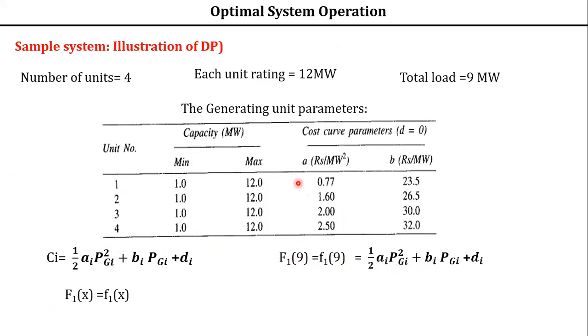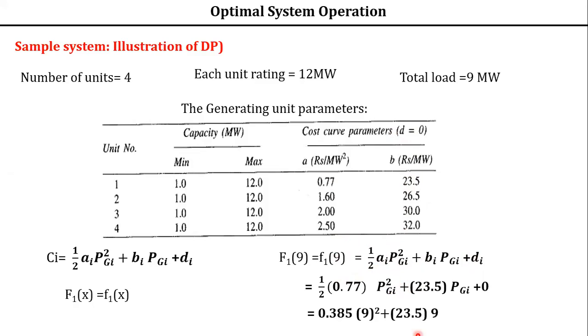For unit 1, what are the coefficients? The cost curve parameters A and B are given, and D is zero. So substitute them. And PG is nothing but the generation, 9 megawatt, so you replace it. You substitute the Ai, Bi values from here, Di is zero, and PGi is this generation, 9 megawatt. Then you are going to get 242.685 rupees per hour. This is the cost.